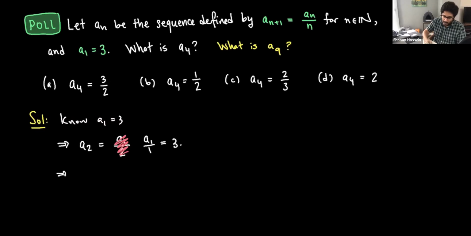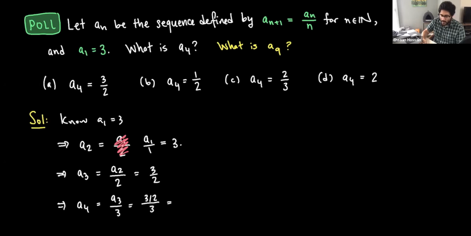Okay, and then I can get A3, and I get A2 over 2, which is 3 over 2. And then I want A4, which is A3 over 3, which is 3 over 2 over 3. Let's write it like that. And that's 1 over 2. So the answer is B, 1 over 2. And you guys got it?